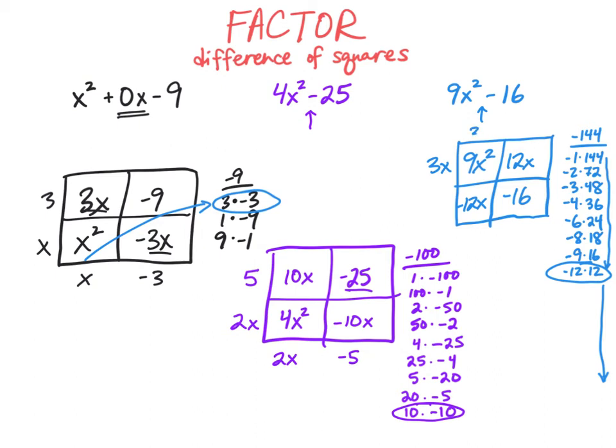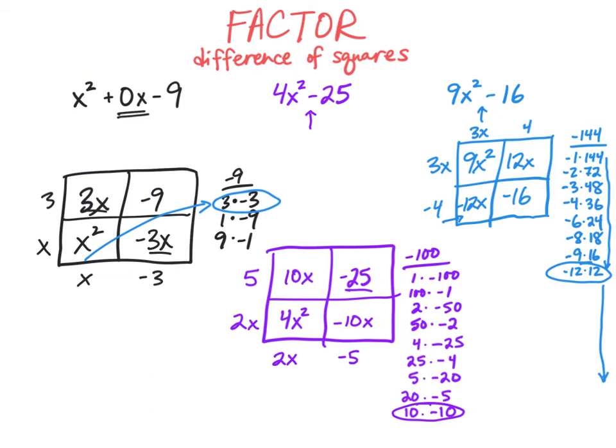How do I get 9x squared? That is 3x times 3x. How do I get from 3x over to 12x? That would be using a times 4 or a positive 4. And how do I get from 4 down to negative 16? That's a negative 4, and that also matches up my last box there.